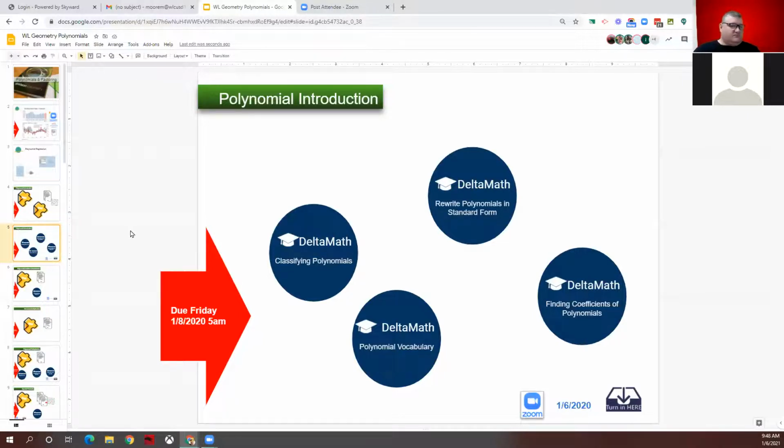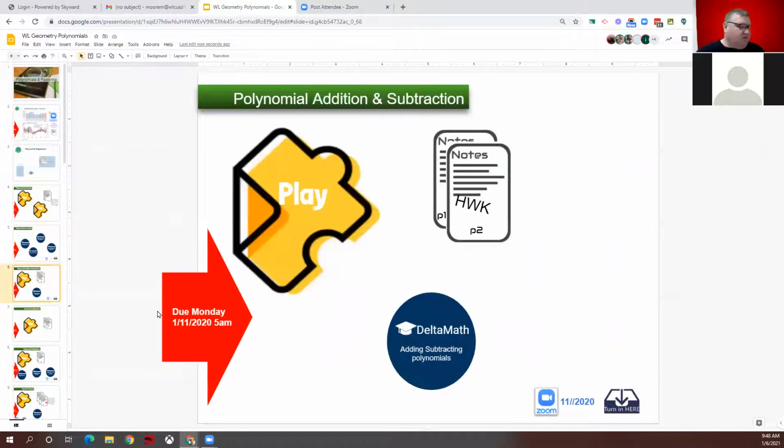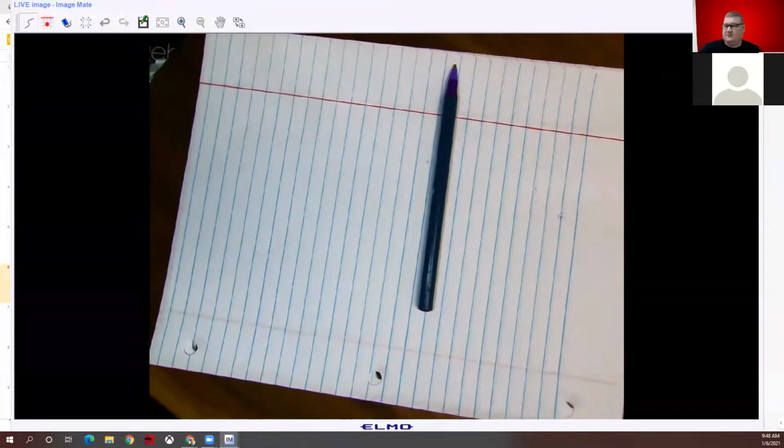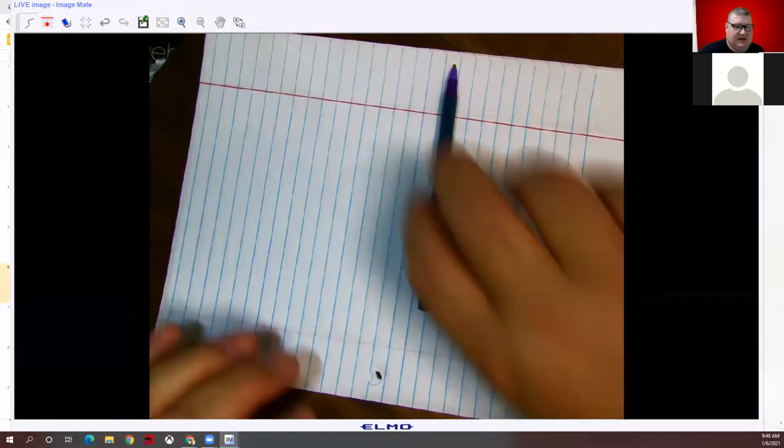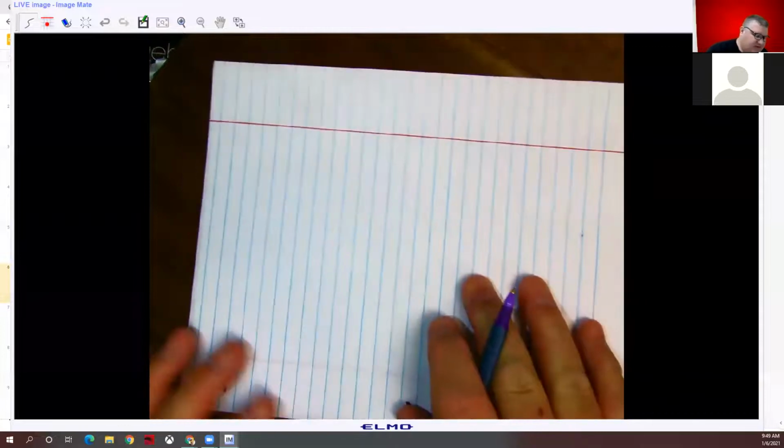Now, what we're going to do today is work on polynomial addition and subtraction. So here we go. In this case, can everybody see my pen? Put it in the chat. Yes, excellent. As long as you can see my pen, we can get started.